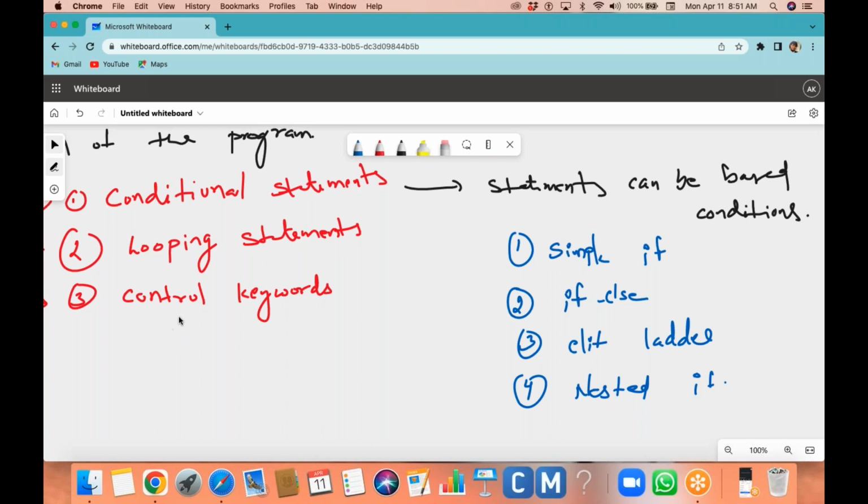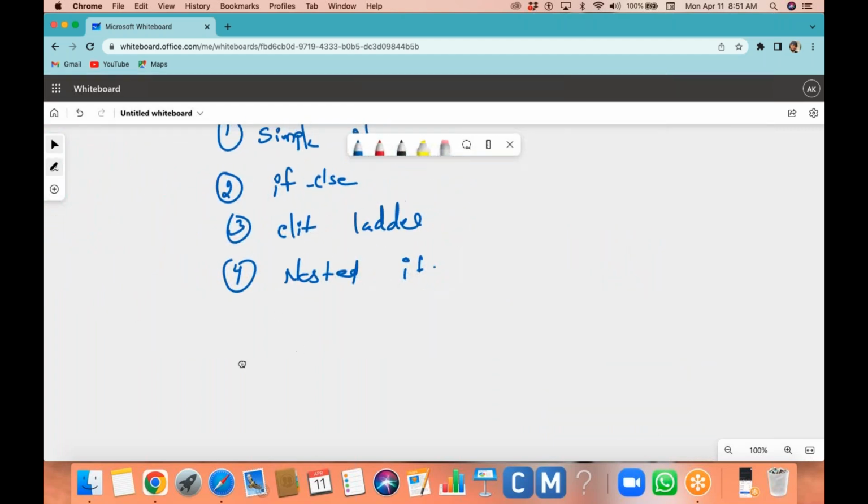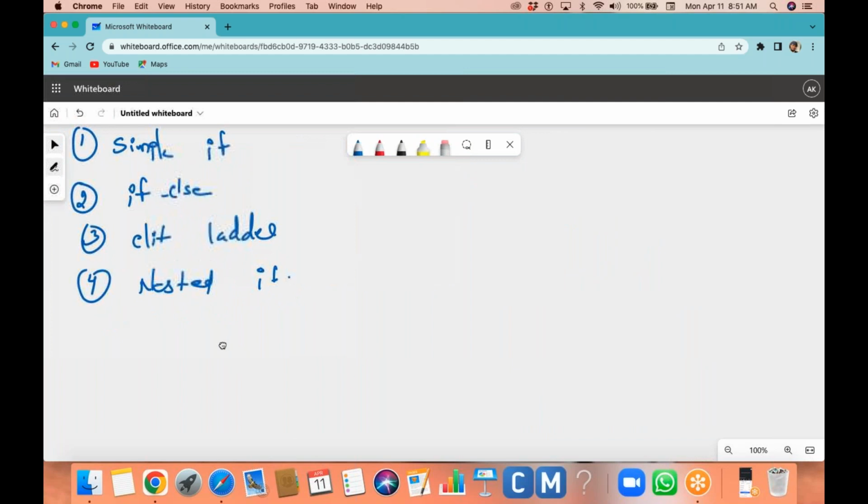Let's go for understanding the simple if. Let's concentrate on the simple if. Simple if means, let me consider this is some group of statements, or a block of statements. It could be a block or a group of statements, and it may contain any number of statements.